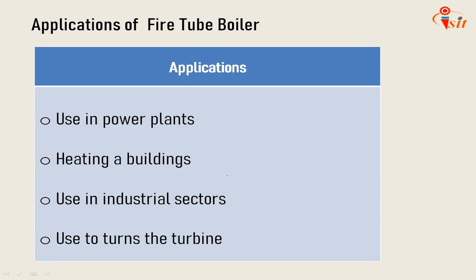And the last is about the applications of fire tube boilers. Fire tube boilers are used in power plants, for heating up buildings, in the industrial sectors also, and they are used to drive turbines. So these are the applications of fire tube boilers.